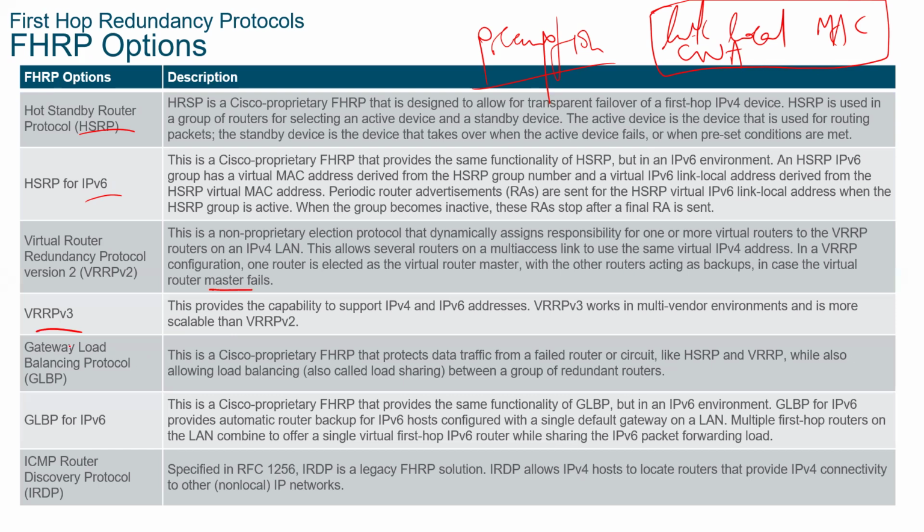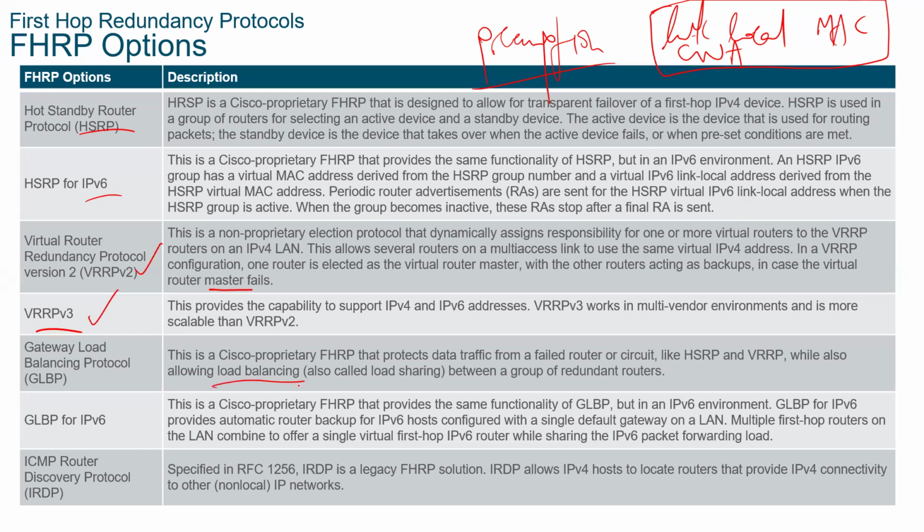VRRP version 3 is an equivalent for IPv6. If you want to provide default gateway redundancy for IPv6, then you use version 3. This one is for version 4. We also have Gateway Load Balancing Protocol, another Cisco proprietary redundancy protocol, which also offers redundancy for default gateways with an additional feature of load balancing.